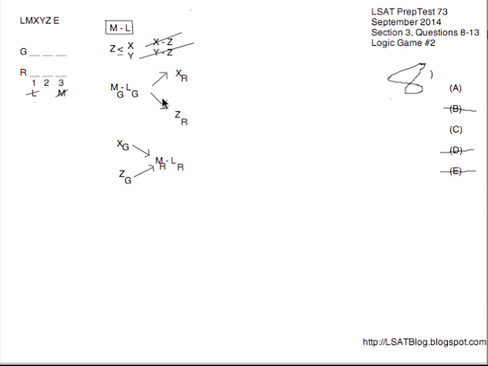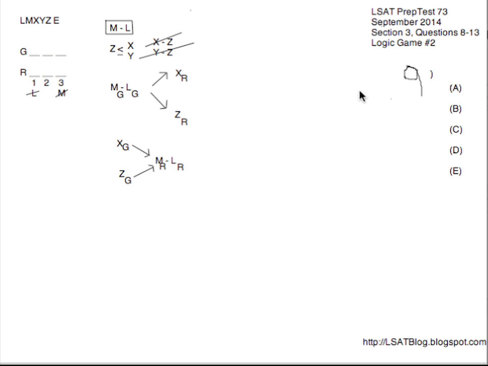And then we've got finally, if we have M gold and L gold with one before the other, X and Z both have to be at R. So looking at C, we've got L gold, but we do not have both X and Z at R. X is at G, that's unacceptable, so C is gone, leaving A as our answer for number 8.